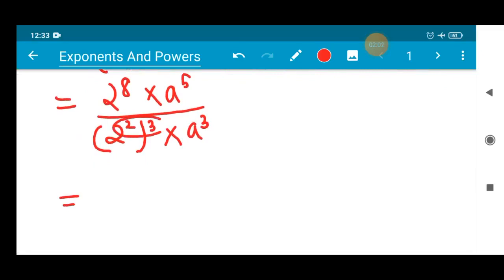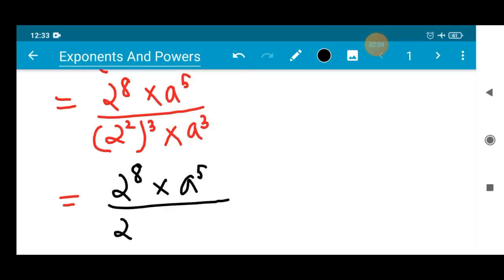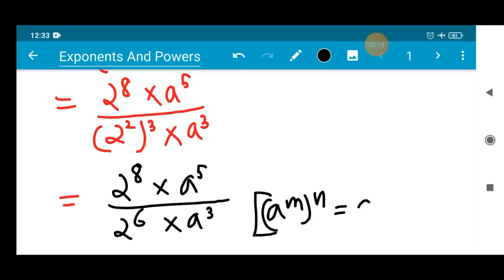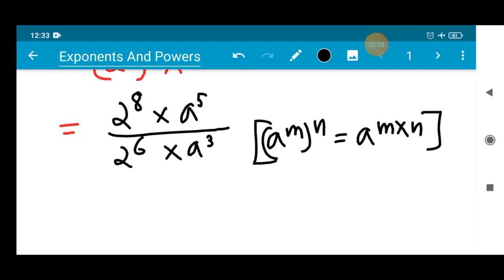Now when you have power over power, exponents over exponent, then what happens? Power should be multiplied. Absolutely. So 2 to the power 6 into a cube. So what rule you have used? The rule which we have used is a to the power m to the power n can be written as a to the power m into n. That means that exponents can be multiplied.